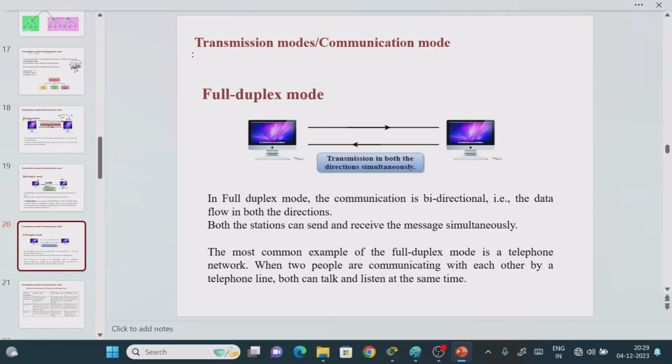The most common example of full duplex mode is the telephone network. If you want to talk to your friend, you can talk, and at the same time, your friend can also reply, right? You might be asking in which case we use simplex mode, in which case half duplex mode, and in which case we require full duplex mode. That completely depends upon what kind of use case you require. Based on that, we go for either simplex, half duplex, or full duplex. Most probably we are going to use full duplex mode only. Full duplex means transmission in both directions simultaneously. Simultaneous means at a time we can perform the operation.